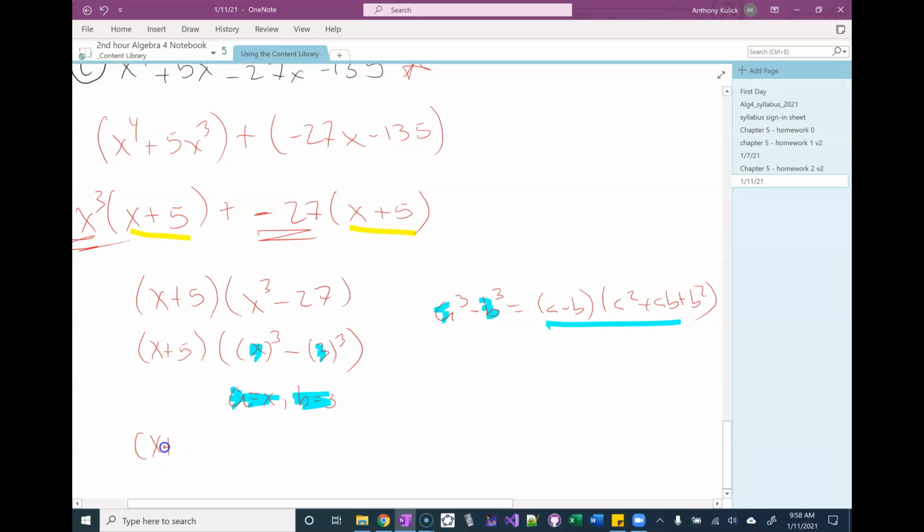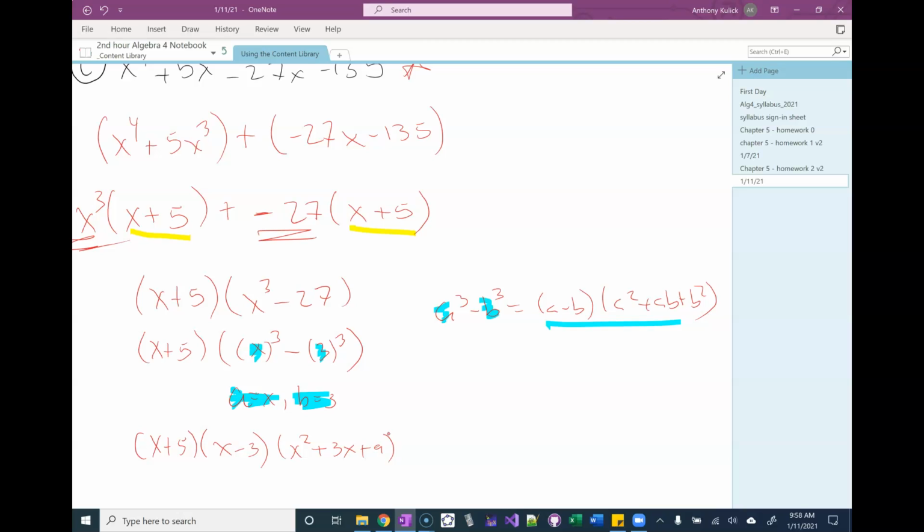So the x plus 5 didn't change, but A minus B is going to be x minus 3. A squared is x squared. A times B is 3x. And B squared is 3 squared, so 9. Are we okay with how I plugged that into the factoring pattern?